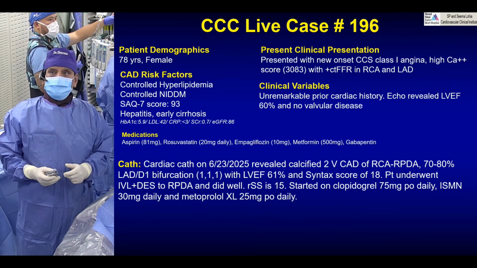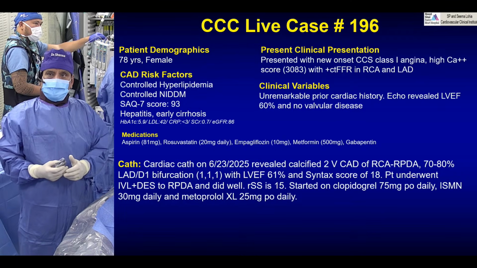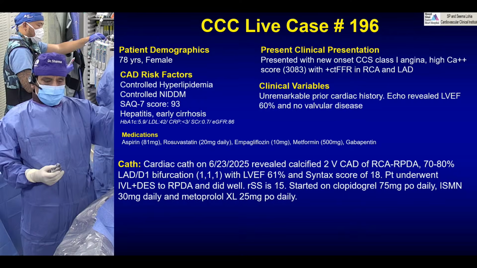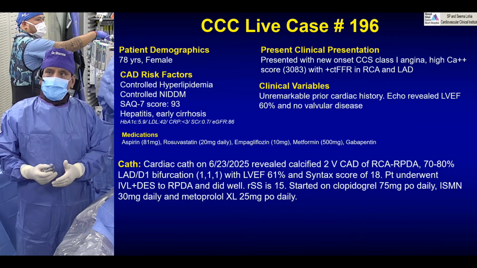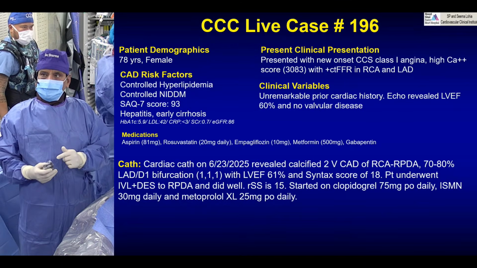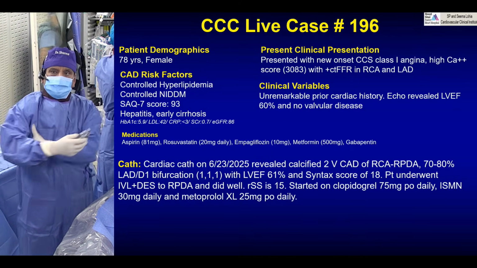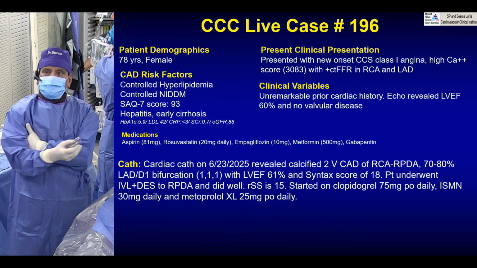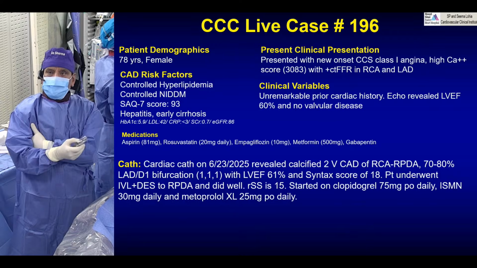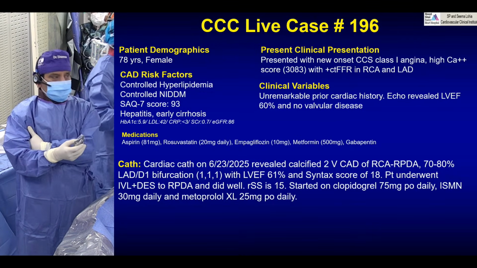This is case number 196, four away from 200. A 78-year-old female with very few risk factors, hyperlipidemia and controlled diabetes, and mild symptoms, SAQ score 93, where towards 100 means very little symptoms. The patient has a diagnosis of high calcium and positive CtFFR, normal ejection fraction, and a very small medication for diabetes control. A cath a few months ago showed two vessel disease of the RCA-RPDA and LAD-D1 bifurcation, which we are showing today, with an ejection fraction of 61%.